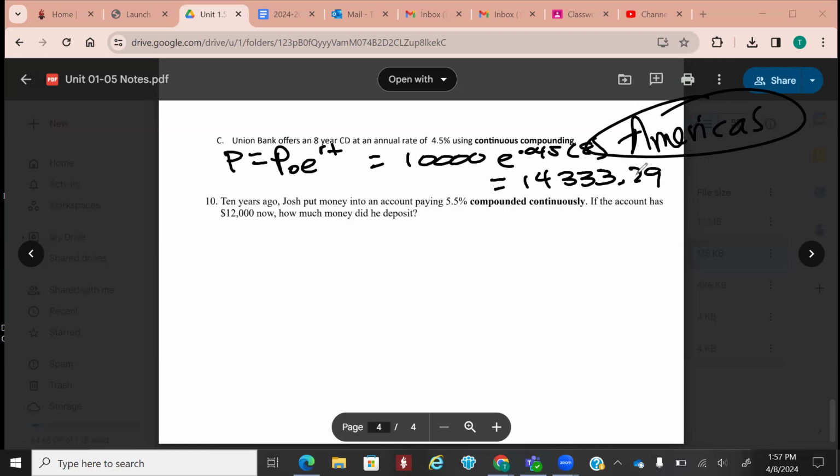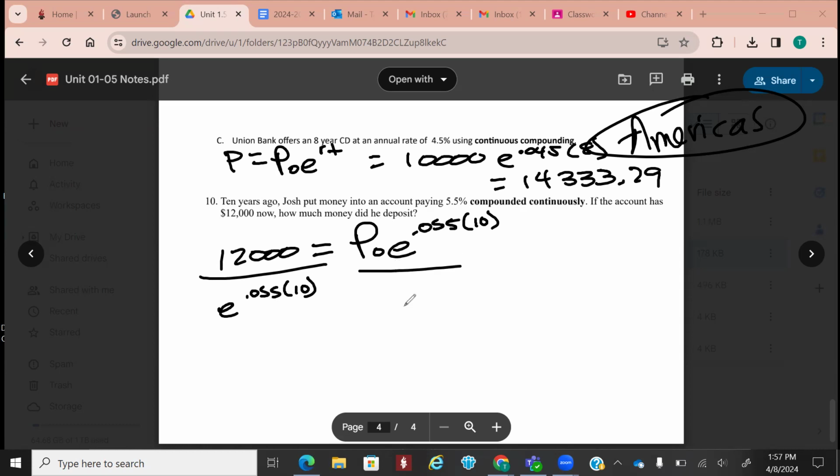Now, 10 years ago, Josh put money into an account paying 5.5% compounded continuously. If the account is 12,000 now, how much money did he deposit? So if it's 12,000 now, and our rate was 5.5%, and we did it for 10 years, and now we're trying to solve for our initial, we're going to take 12,000 and divide it by e raised to the 0.055 times 10. Remember, e is just a number.